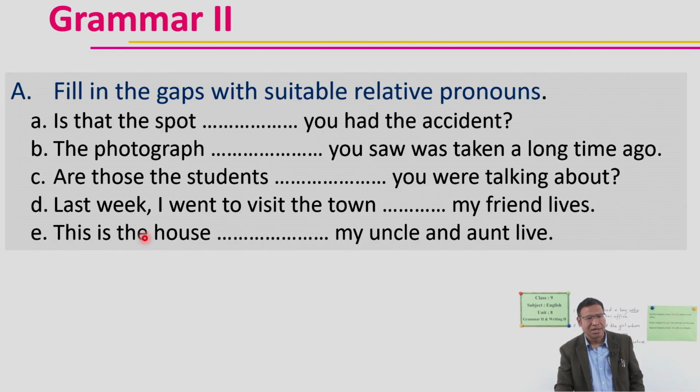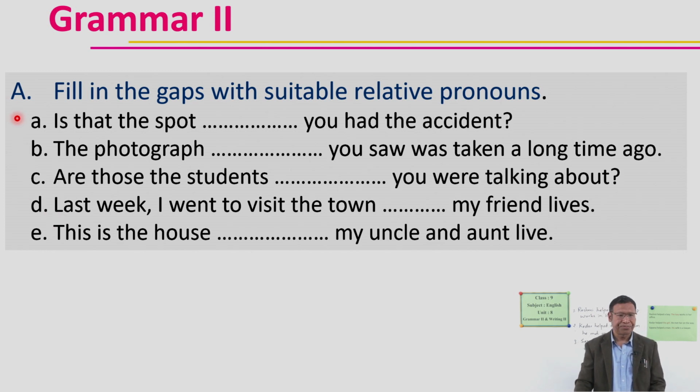Let's look at the book's exercise A. Look at this one: Is that the spot that you had an accident? Can you guess? A spot can be a person, place, thing, or time. Spot is a place, so we use "where". Is that the spot where you had the accident?